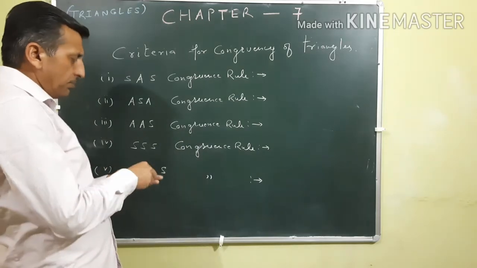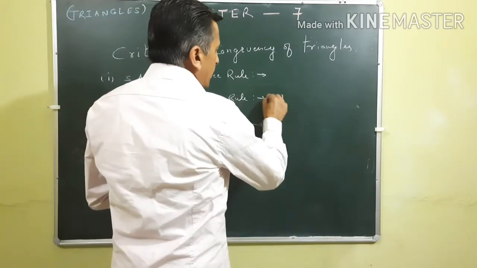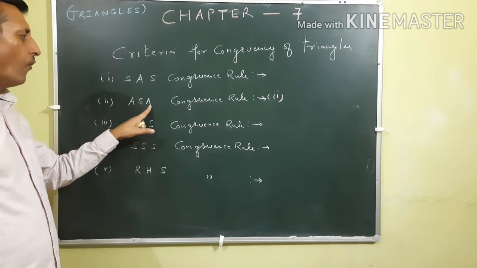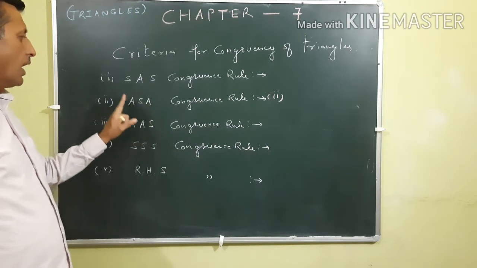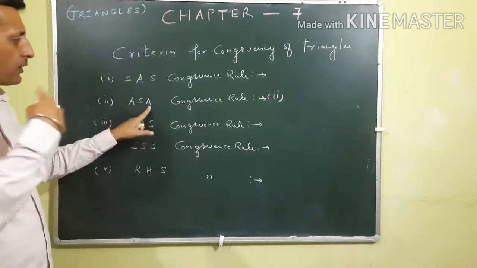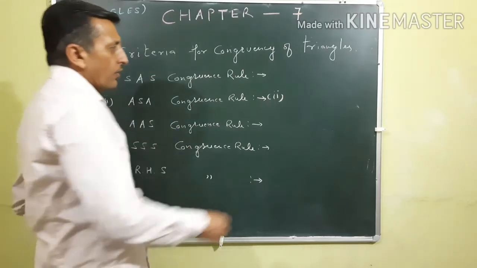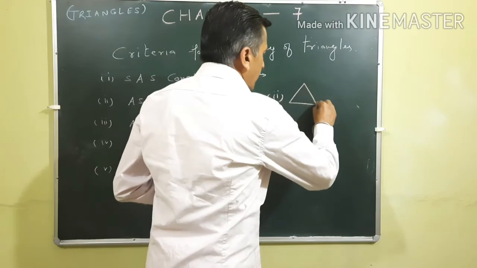Now see, I am going to discuss the second part. In this part he said that angle side angle of one triangle is equal to angle side angle of the second triangle. Once again you can say your triangles are congruent. See, again you can draw the triangles.